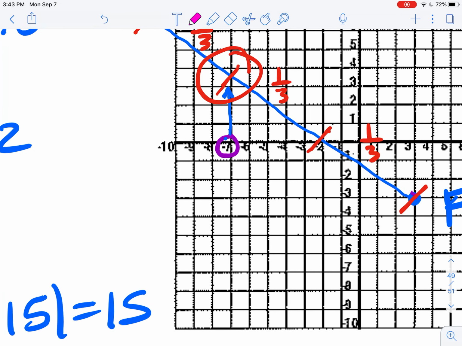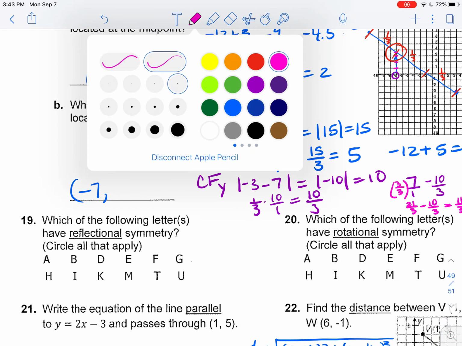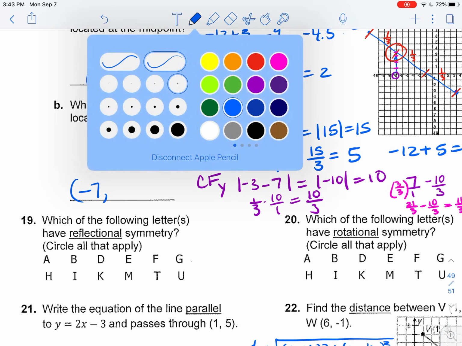Let's see if that matches. Let's see how well I graphed. Looks like 1, 2, 3. Hey, pretty good. I was pretty good. So my y value, anyway, I get excited. 3 2/3. That is the coordinate of a point, 1/3 the distance from C to F.